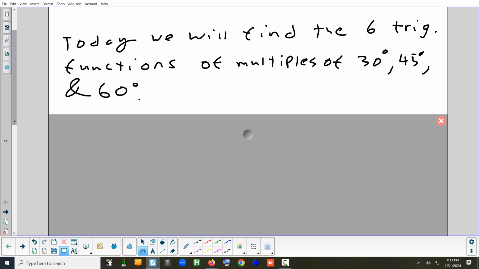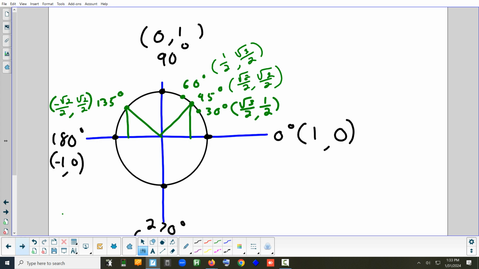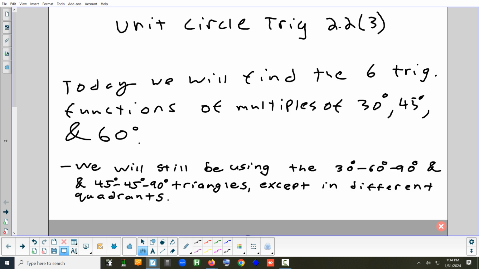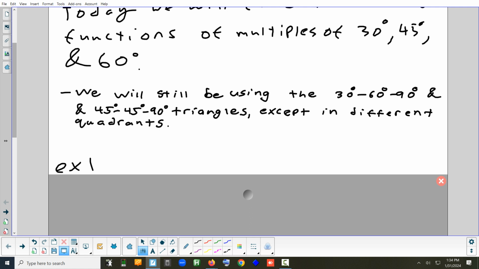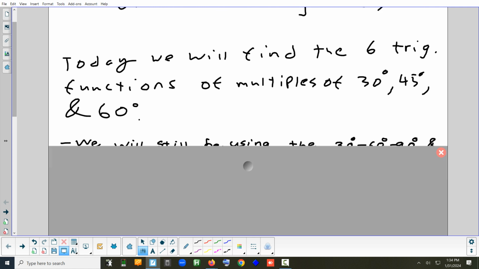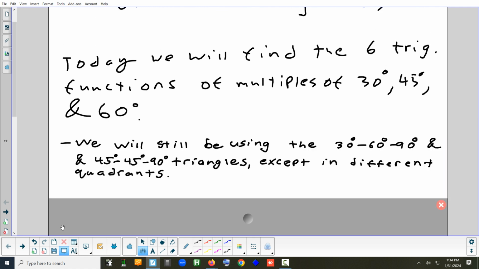Now, if you have an angle that's not a multiple of 30 and 45, like let's say I said to you, let's find the sine of 15.7 degrees. Well, that's not an angle that you're going to be able to do on the unit circle. So when you get an angle that you can't do on the unit circle, we are going to use the calculator. So at the end of the lesson, I'll show you how to do that in the calculator.